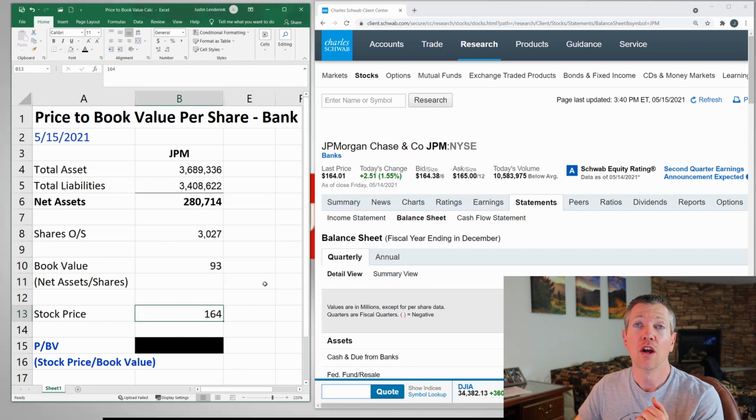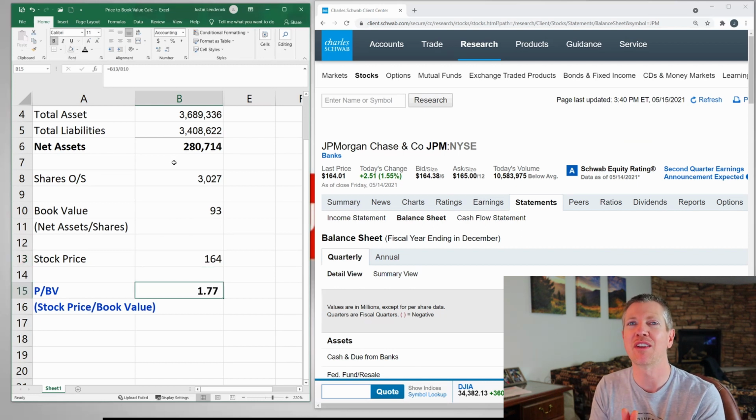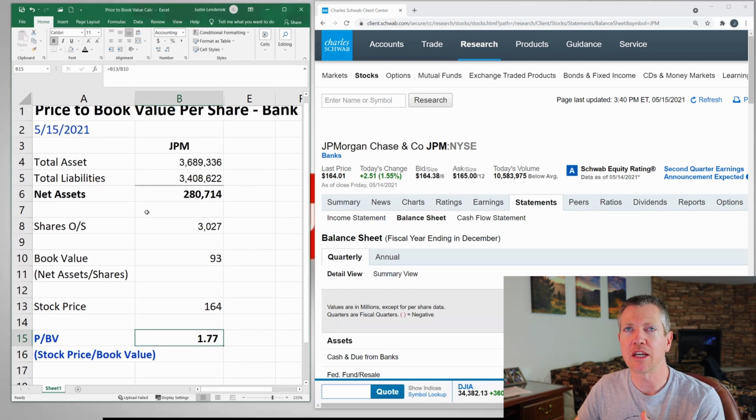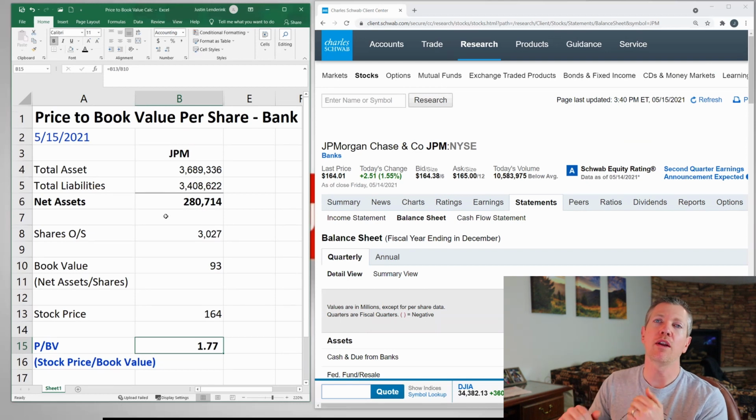So now we can determine what the price to book value is. All we have to do is take the stock price and divide it by the book value, and voila, that's what we get right here. We have a 1.77 price to book value for JP Morgan Chase. So pretty easy, right? Now the best thing to do is compare it against other companies.